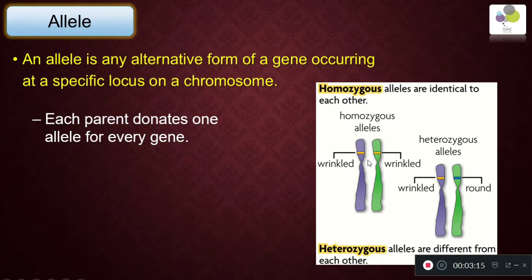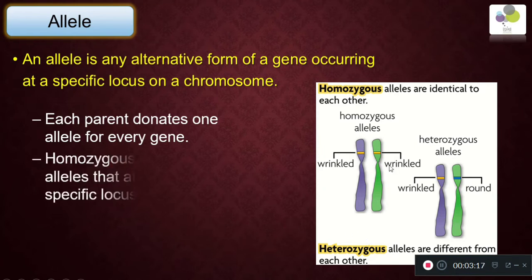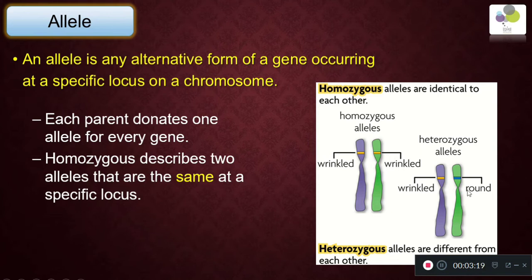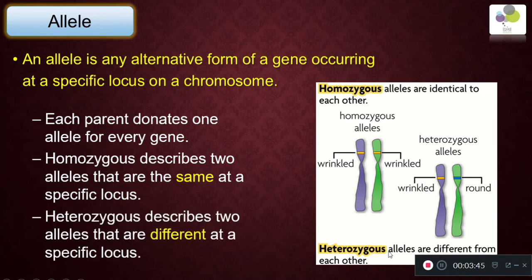Sometimes, guys, you can find that both alleles are similar to each other, and maybe they are different from each other. If they are similar, we name them homozygous. So an organism is homozygous if it has two copies of the same allele at a specific locus. On the other hand, if the organism takes different copies of the same gene at a specific location, this organism will be heterozygous. So the alleles are different from each other.